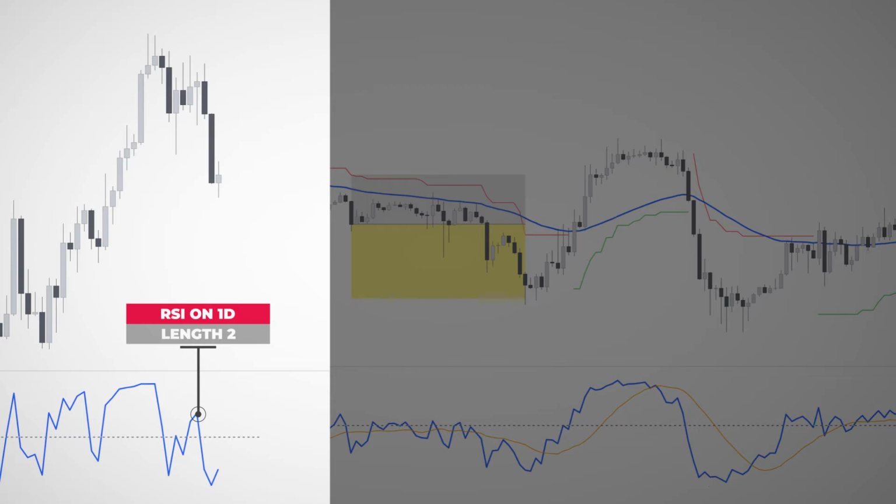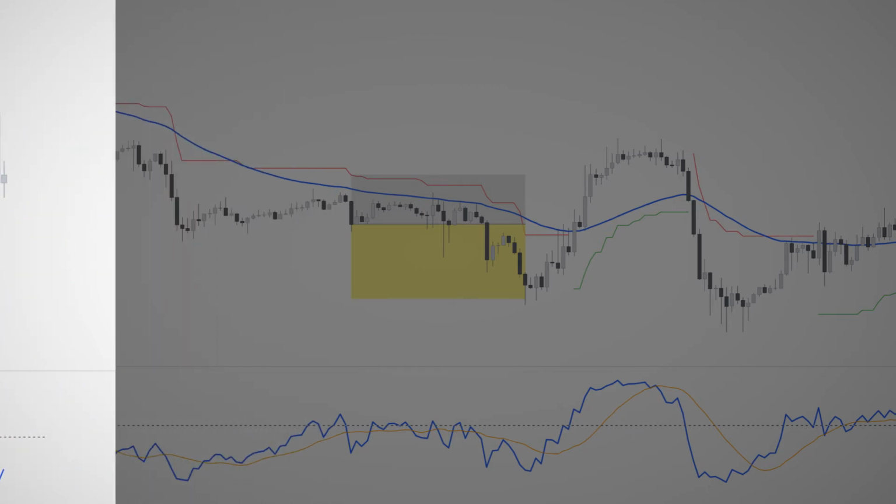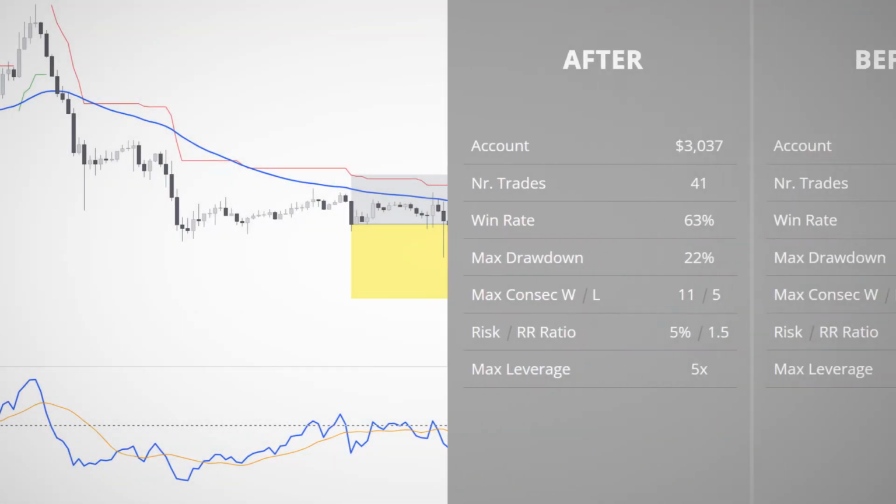This way, the indicator is very responsive and it gives us an additional clue as to whether we are in an uptrend or a downtrend. So again, we only trade on days when the 2-period RSI on the daily chart closed below 50. Let's get back to the results.